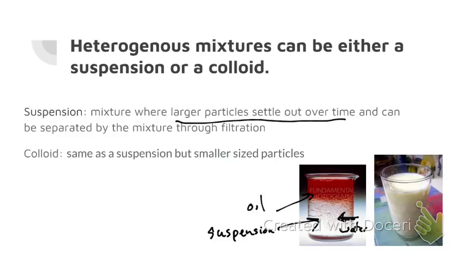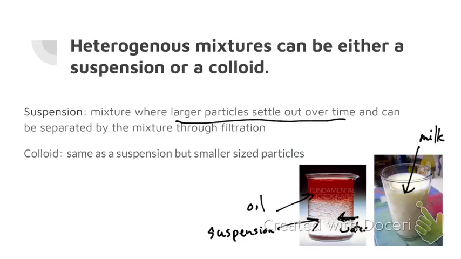And then the other one is colloid. So a colloid is the same, but they have smaller sized particles. Milk here is an example of a colloid. Now some people might look at milk and think that is a homogeneous mixture, but milk actually isn't homogeneous, it's heterogeneous. It has different parts. Those parts are just a little too small to see.